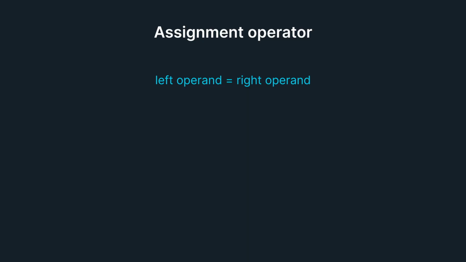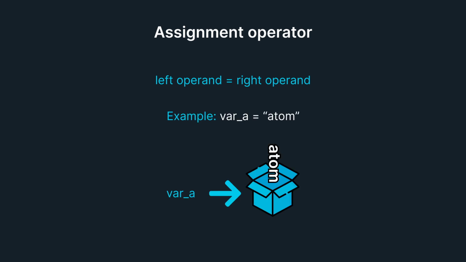Let's dive a bit deeper into how Python works with variables and the assignment operator. Pay close attention to this assignment operator. It's the equals sign, which in programming connects the operand on the left with the operand on the right. For instance, a line like var_a equals "Atom" creates a variable named var_a that links to an object containing the string Atom. Notice that this line actually creates a new variable called var_a. Before this, it didn't exist, and we can't access variables that don't exist yet.